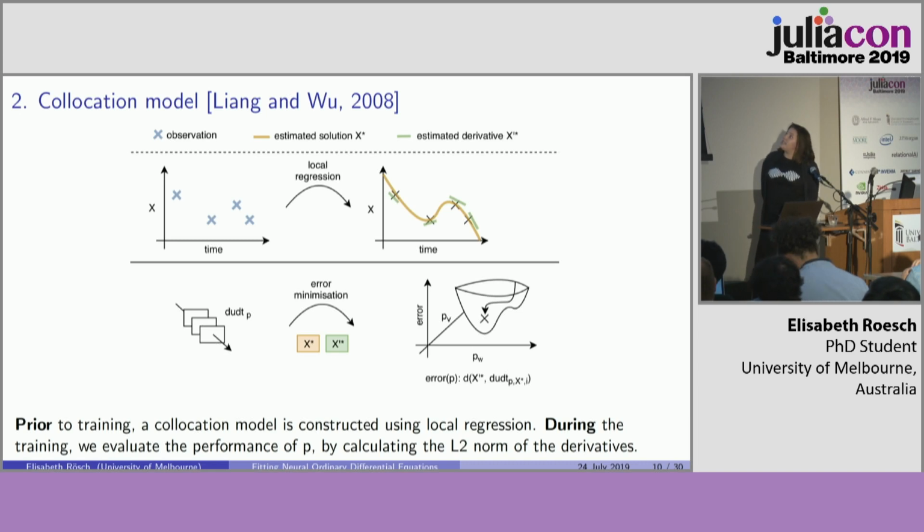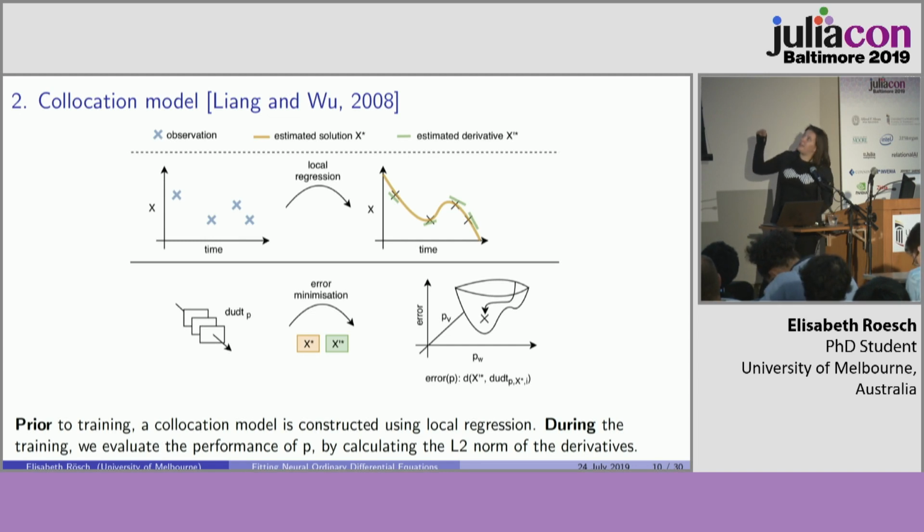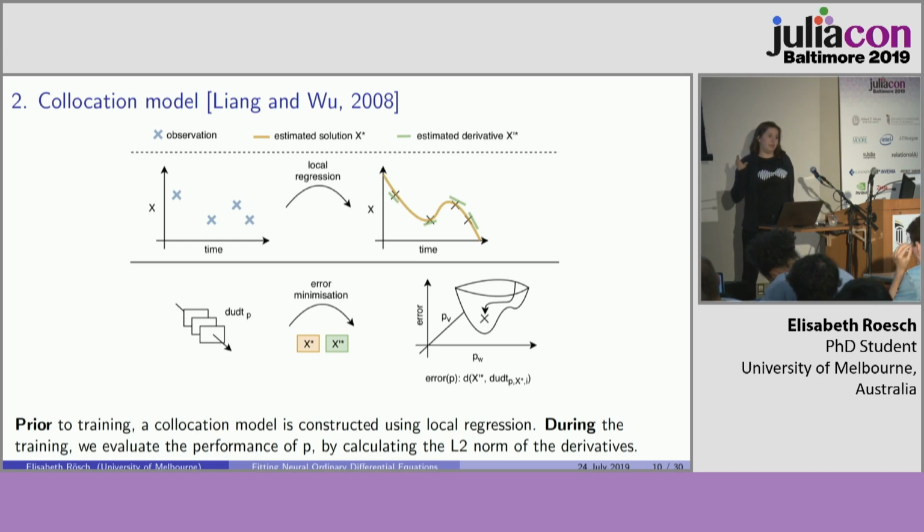The second one is the collocation model, originally suggested in 2008 by Liang and Al. So the way this one works is that before we actually start the training procedure, we have to do some prior calculations. So we do have our observation in blue on the upper left corner. And then we use local regression to estimate not just the solution, but also the first derivative. And by doing so and using that in our actual training procedure, we avoid a repetitive ODE solving, which takes a lot of time.